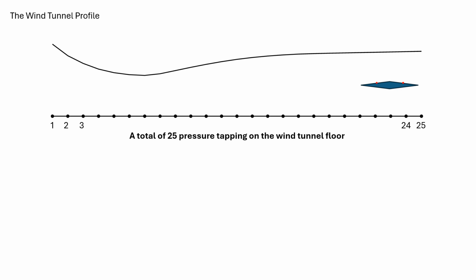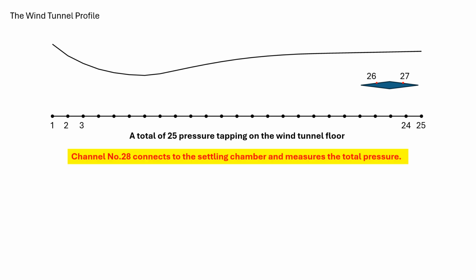We use these tappings to measure the static pressure. Also we have two additional pressure tappings on the airfoil, both on the top side: 26 on the leading edge surface, 27 on the trailing edge surface. And remember, we have another final channel, channel 28, that connects to the settling chamber, which is upstream of the test section, the tunnel inlet. So channel 28 measures the total pressure.